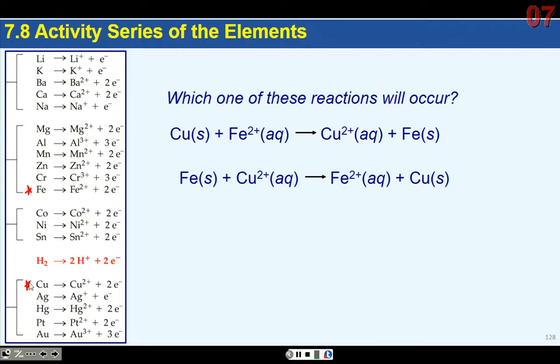Oh, so the one at the top is going to be the metal that reacts with the ion of the other. So the iron solid should react with the copper ion. In fact, this reaction should be the one that is evident, and the other one is not likely to occur. So what we're trying to do in each case is take a metal and then an ion of another element and see which possible pair of reactions is correct.